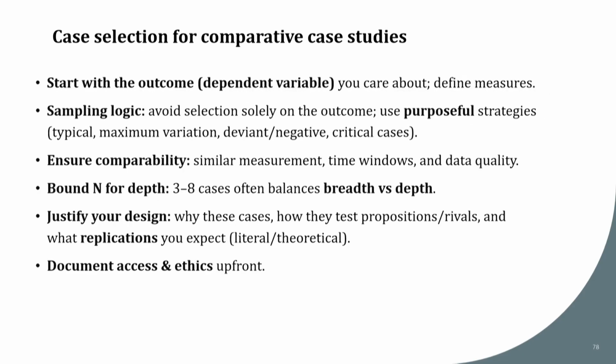So, in comparative case studies, I think some more points need a little bit more elaboration. We start with the outcomes we want to explain and then choose cases using purposeful strategies, not just convenience. The cases must be comparable in measurement and time frame, and we usually keep the number small, around 3 to 8, to balance breadth with depth. Finally, we must justify why these cases were chosen and make sure access and ethics are addressed upfront.